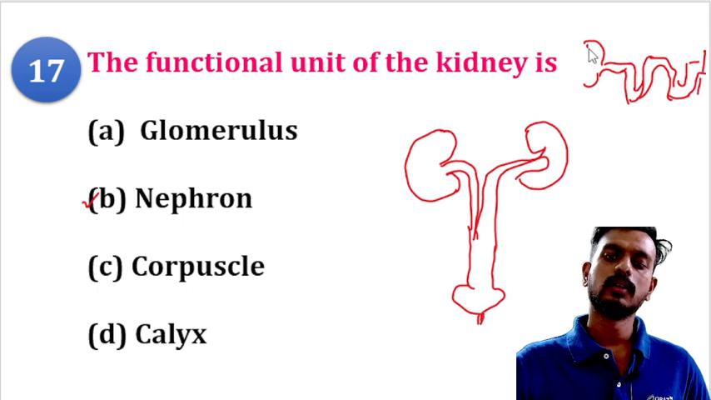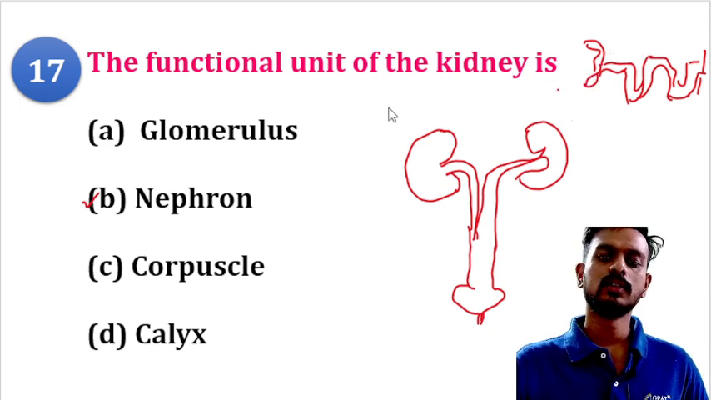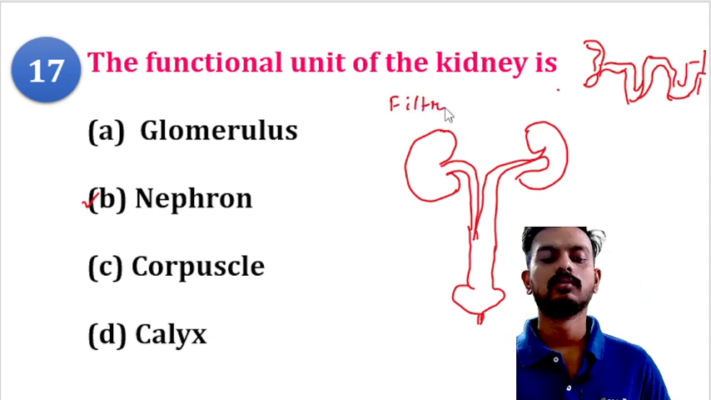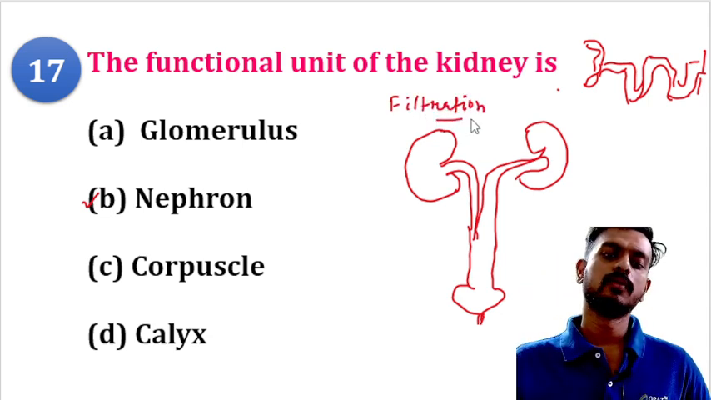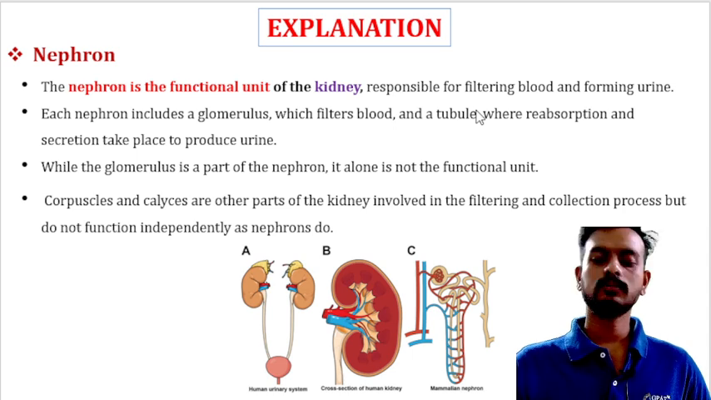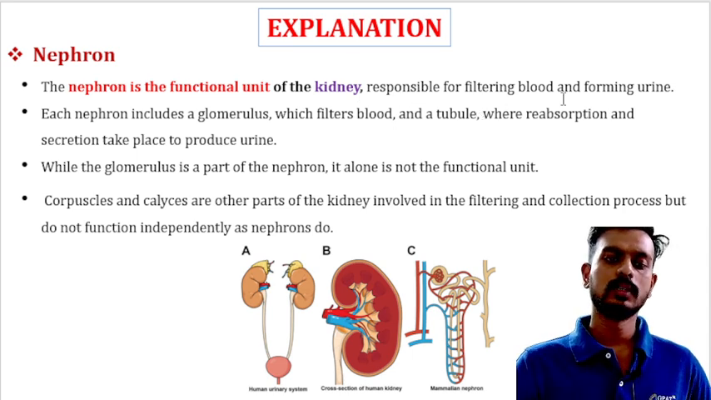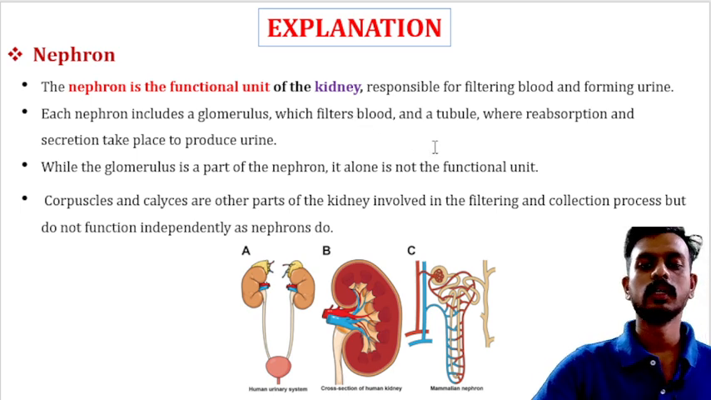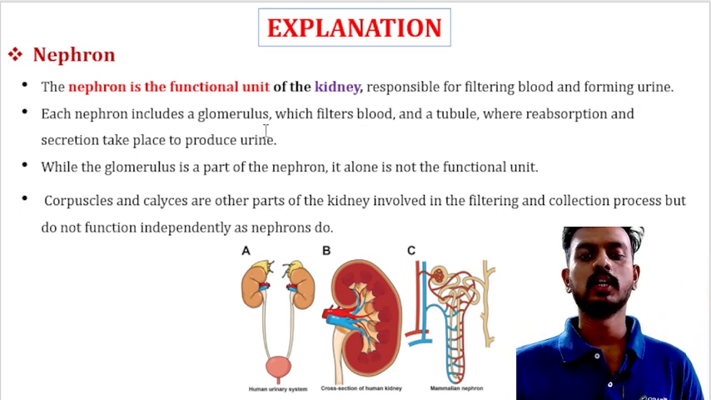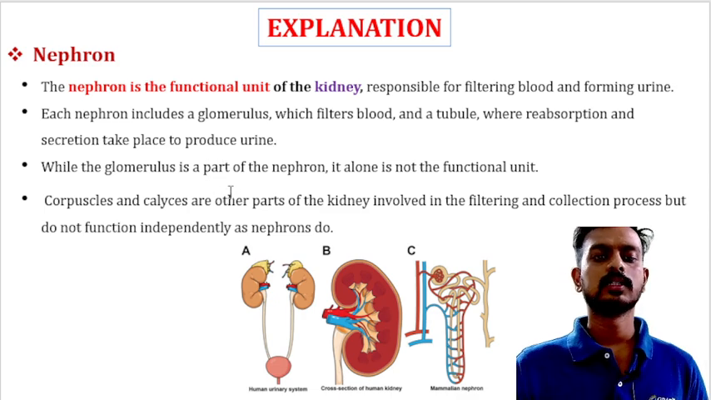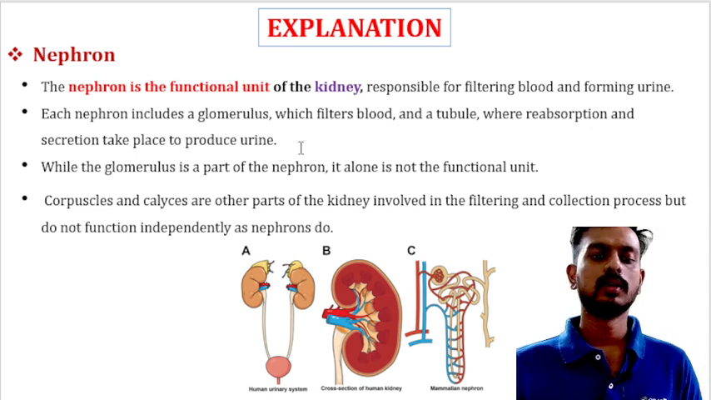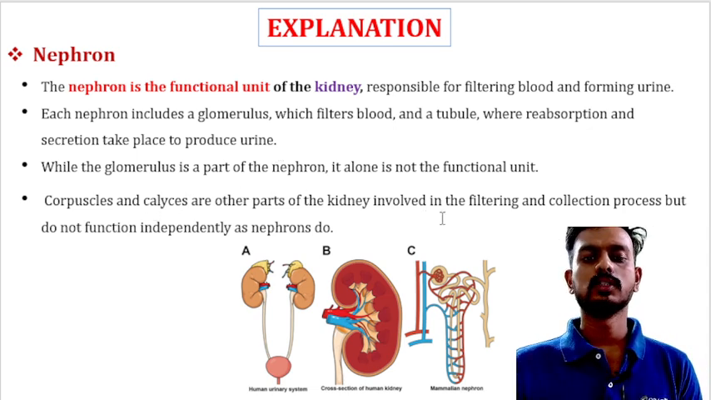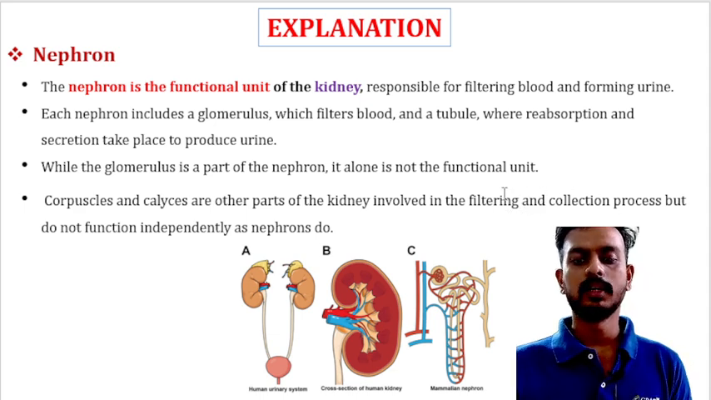unit of the kidney. So what is the function? Nephron helps in filtration. The nephron is the functional unit of the kidney responsible for filtering blood and forming urine. Each nephron includes the glomerulus, which filters blood, and tubules where reabsorption and secretion take place to produce urine. While the glomerulus is a part of the nephron, it alone is not a functional unit. The corpus and calyx are other parts of the kidney that are involved in the filtering and collection process, but do not function independently as a nephron does.